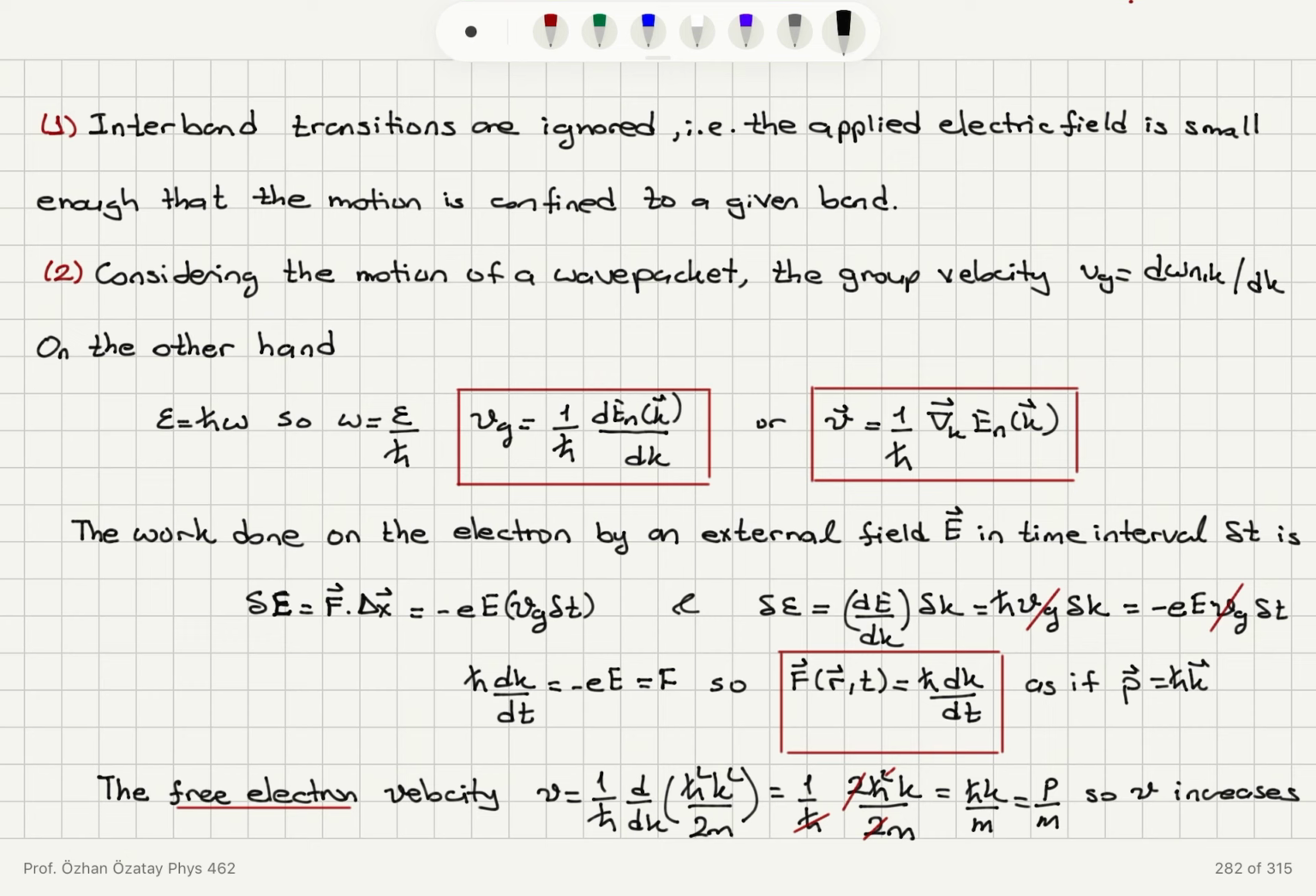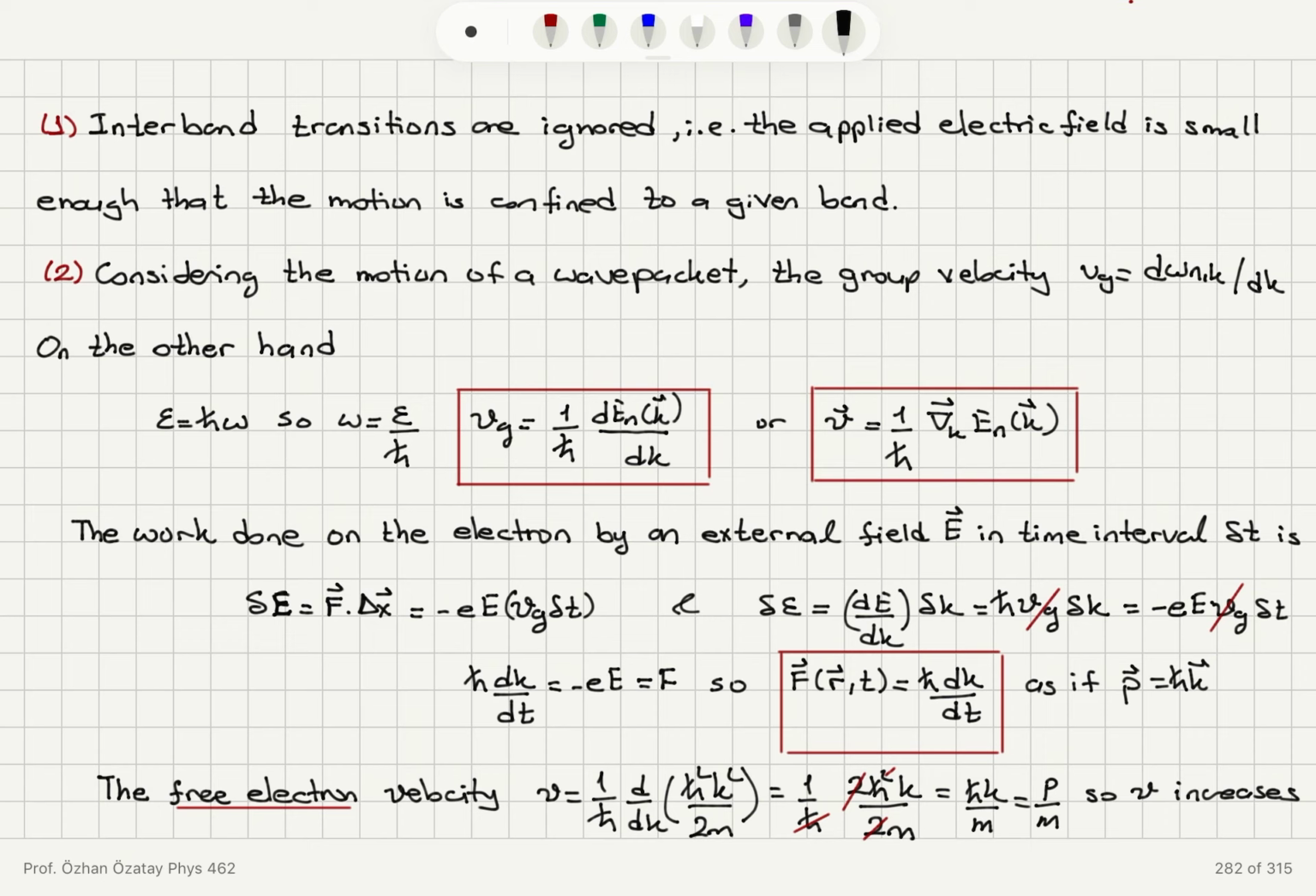So we find that the force is given by the derivative with respect to time of h bar k. So it's h bar dk dt. So we can recognize the momentum of the electron to be equal to h bar k. Now the free electron velocity, we can check from this. It is going to be 1 over h bar derivative with respect to wave vector k of the free electron energy h bar squared k squared over 2m.